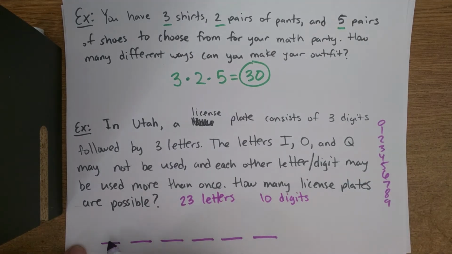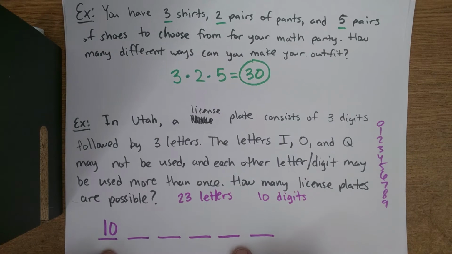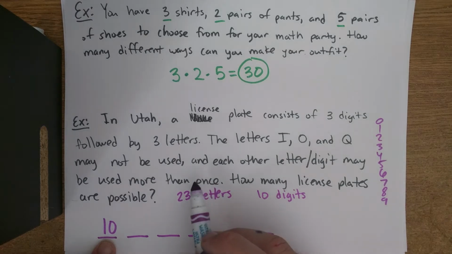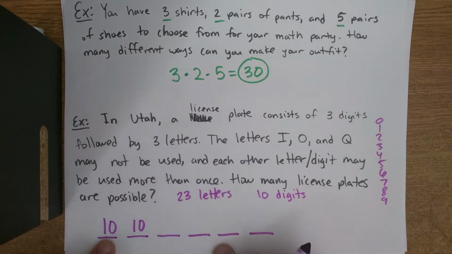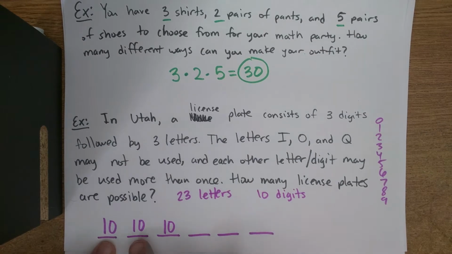So the first one has any possible digits. Well, how many digits are there? There's 10. So there's a total possible number of 10 digits here. So we're going to put a 10 here. Now, because we're allowed to repeat digits, how many possible digits can I put here? Another 10. And here, it's another 10. So 10 digits possible, 10 digits possible, 10 digits possible.